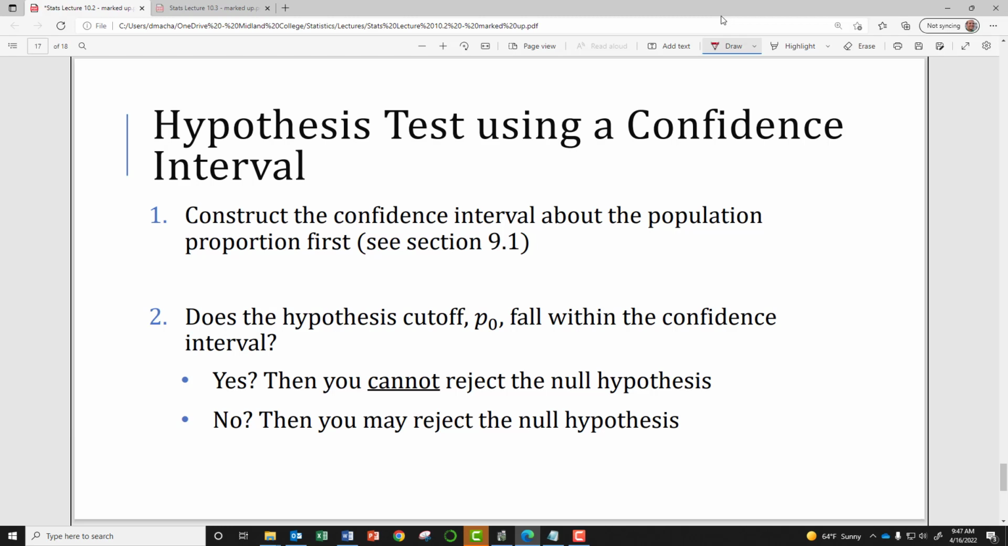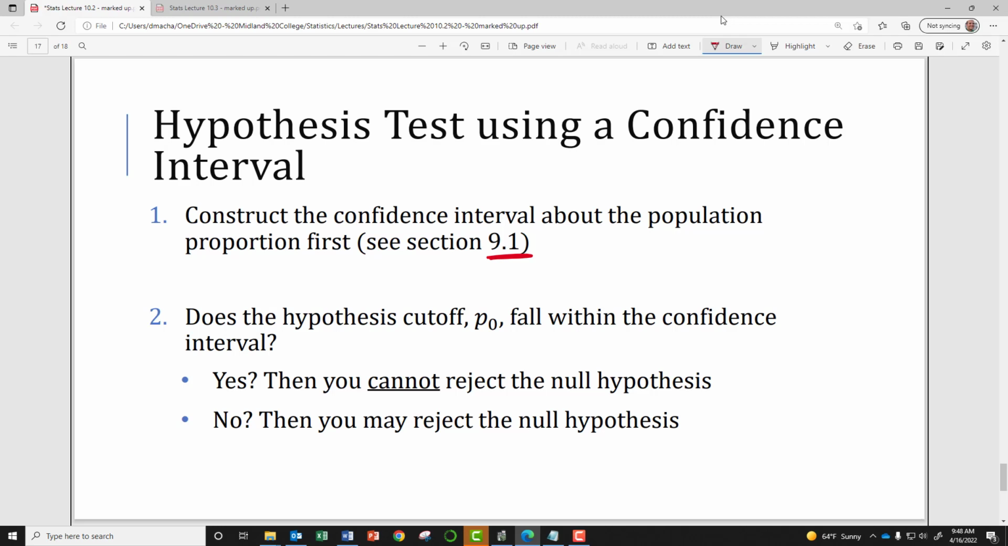Another way that you could perform a hypothesis test, rather than going through this process of calculating the p-value and comparing that to a chosen level of significance, is that you could construct a confidence interval. We actually learned how to construct a confidence interval about the population proportion in section 9.1. So do that first. Step 1 is make the confidence interval. And then step 2 is we ask ourselves this question.